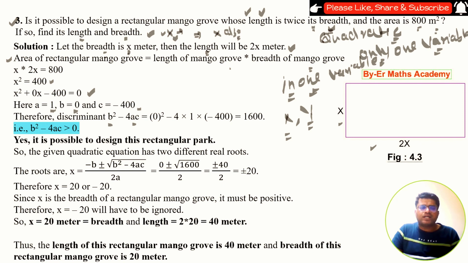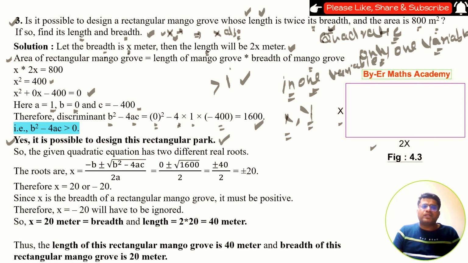B square is what? 0 square minus 4 multiplied by 1 multiplied by minus 400. This is coming total 1600. The value of discriminant is coming greater than 0. And in case of greater than 0, you will find two real roots but different. Two different real roots you will find. Then your first question is that is it possible? Yes, it is possible to design this rectangular park.